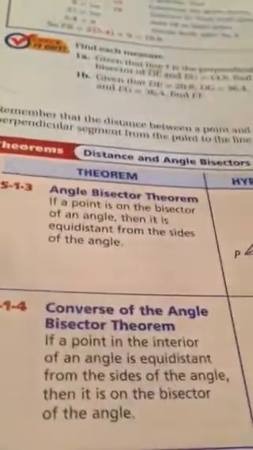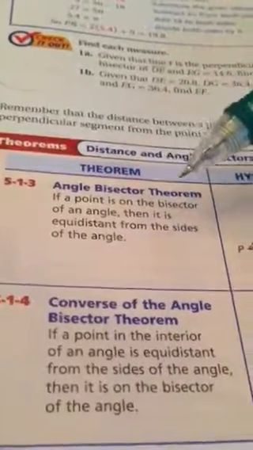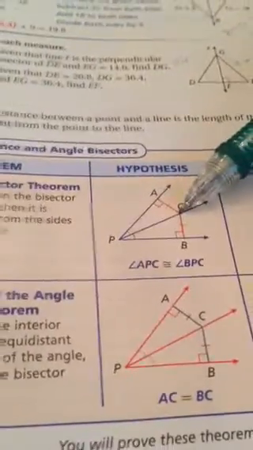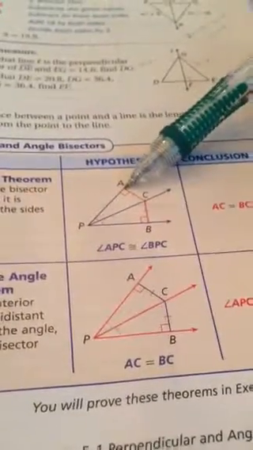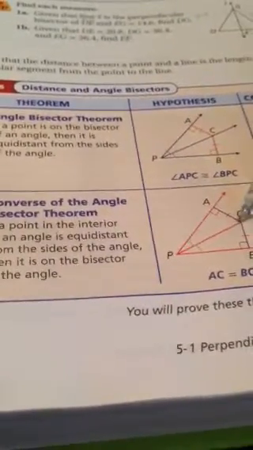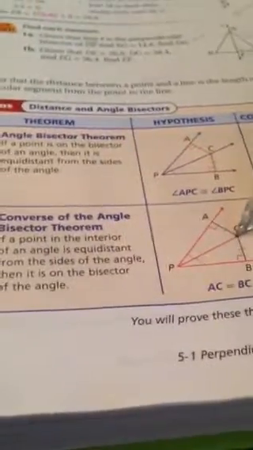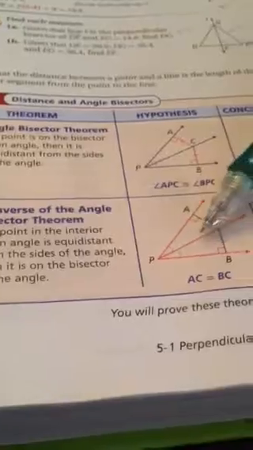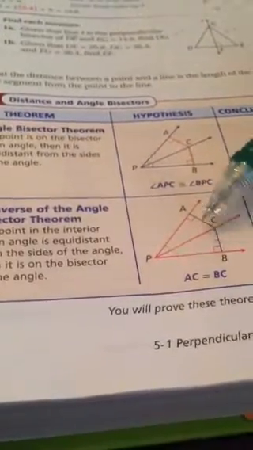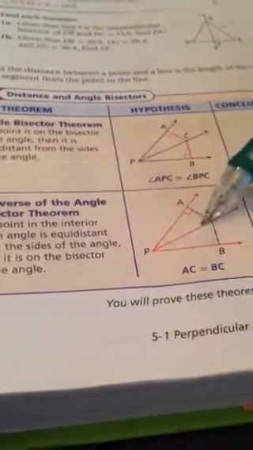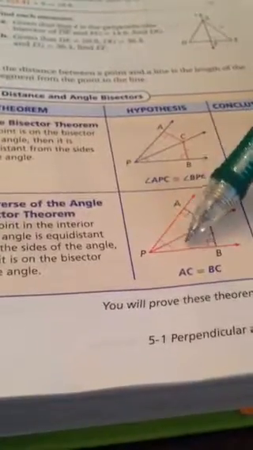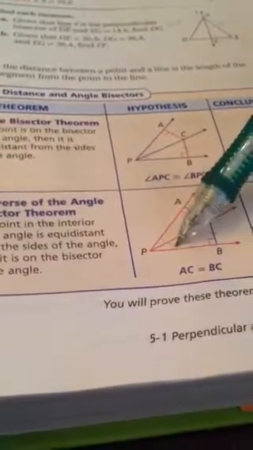The angle bisector theorem: if a point is on the bisector of an angle, then it is equidistant from the sides of the angle, equidistant from A to B. And here's the converse. If a point in the interior of an angle is equidistant from the sides of the angle, which C is, then it does happen to be on the bisector of the angle. And that allows us to say the angle APC right here is congruent to angle CPB right here.